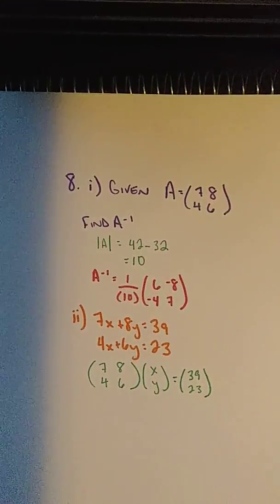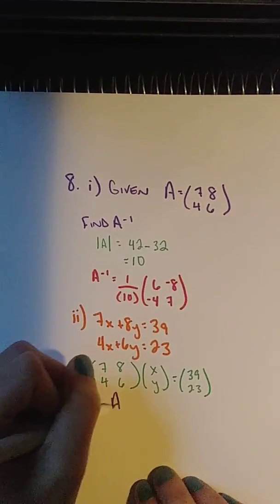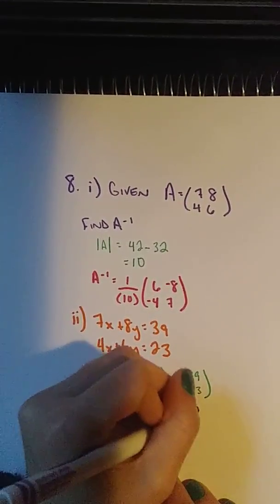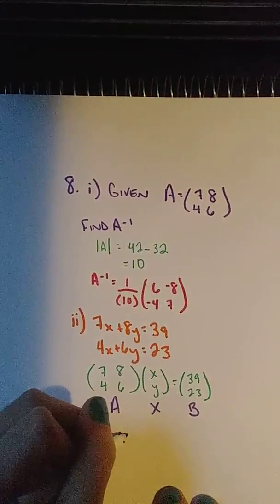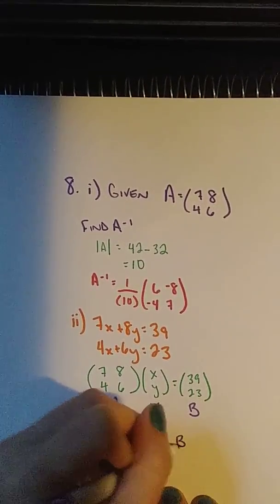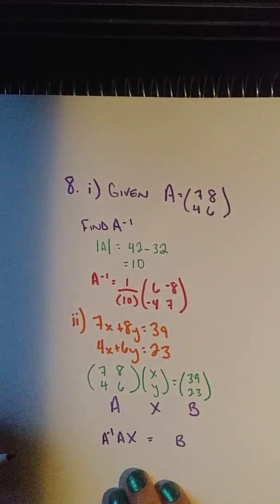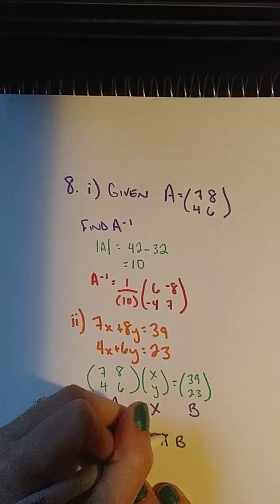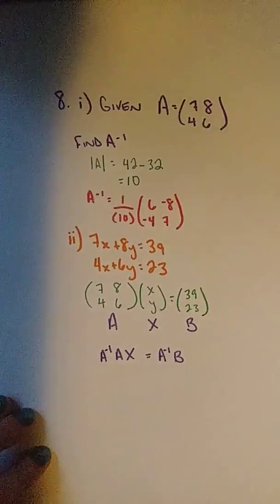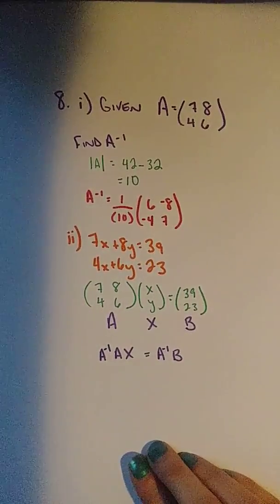So I can give these matrices names instead of just their matrix here. I can call this A, I can call this X, and I can call this B. It really doesn't matter what you call it. But I know that if I multiply A by X, it's going to give me the matrix B. So if I want to undo this A, I have to multiply it by A inverse. I have to pre-multiply it. So if I want to do that on the left, I also have to pre-multiply B by A inverse on the right. So X is going to be A inverse times B.